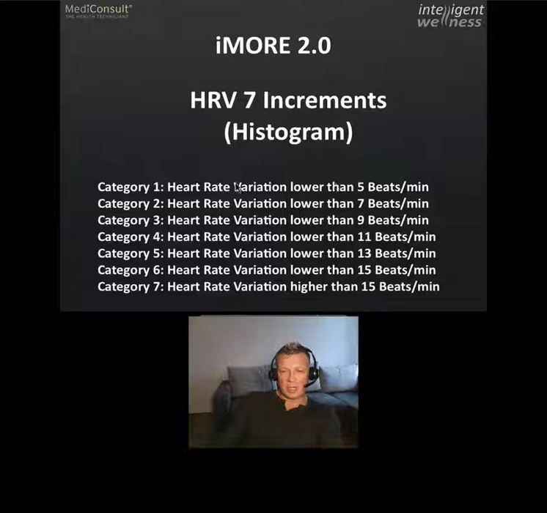So category 1 displays a heart rate variation lower than 5 beats a minute. Category 2 lower than 7, 3 lower than 9, so in between 7 and 9, category 4 lower than 11, and category 5 lower than 13 beats per minute, category 6 lower than 15, and the category 7, which will show us the most flexible heart rate variability, would be a difference within a certain time frame of more than 15 heartbeats per minute.